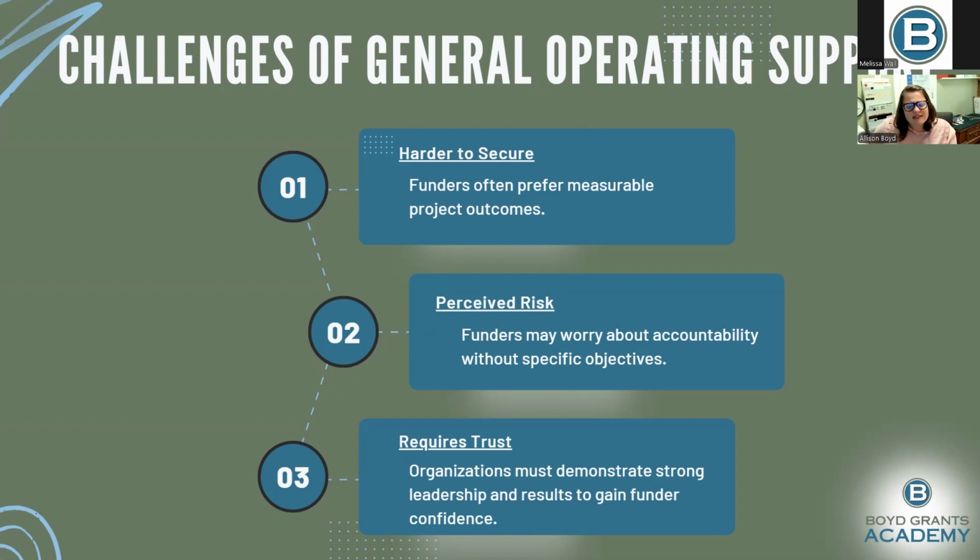One of the biggest challenges is that there's a limited availability of general operating support. Many funders have guidelines or restrictions that limit the amount of unrestricted funding they're willing to provide. They may prioritize project-based grants over operating support because it's easier for them to measure outcomes and demonstrate their impact. Since unrestricted funding is more competitive and less available, organizations often find themselves dedicating significant time and energy to securing operating support with no guarantee that they will succeed.